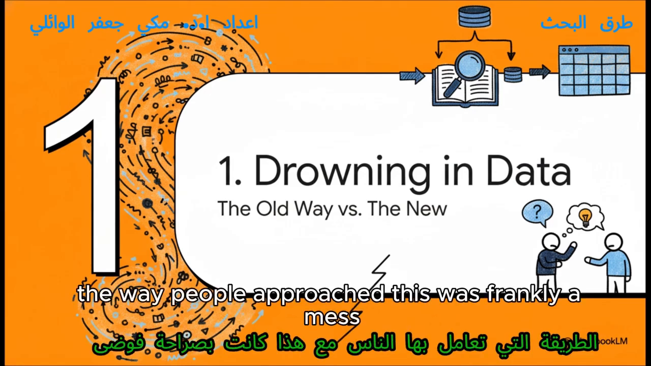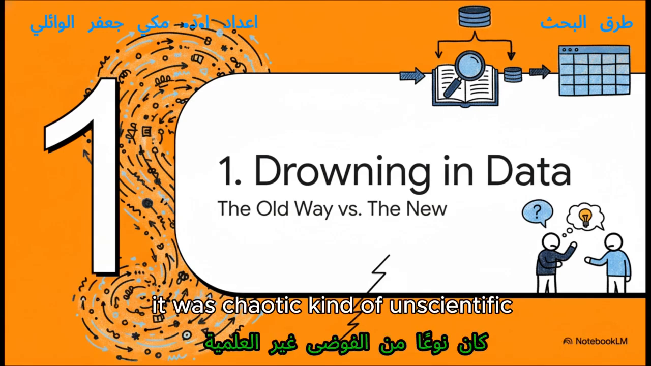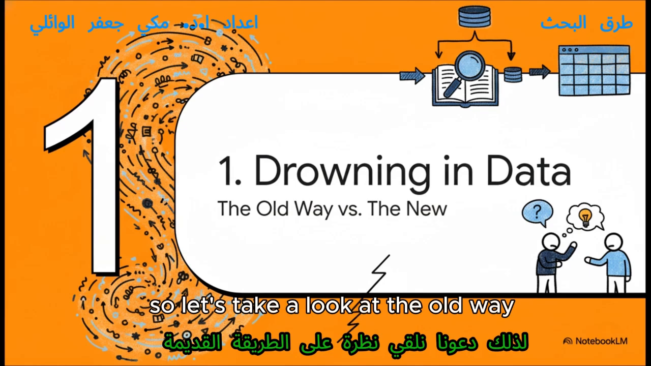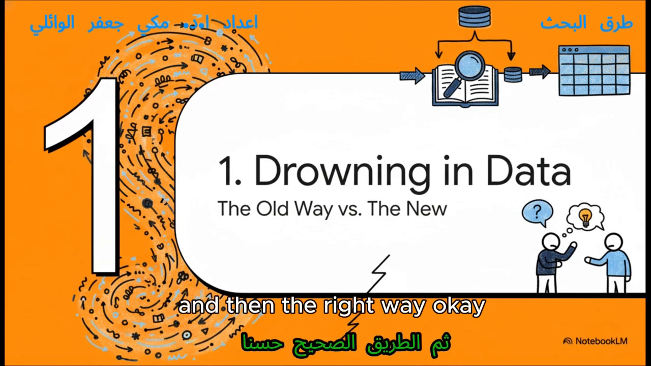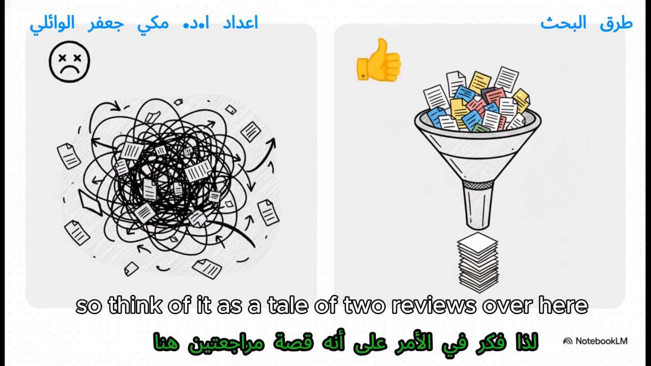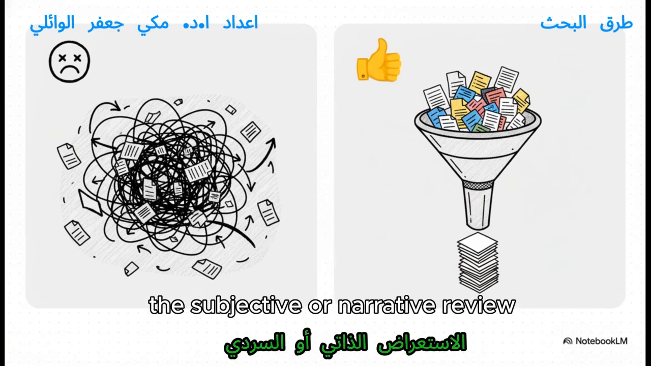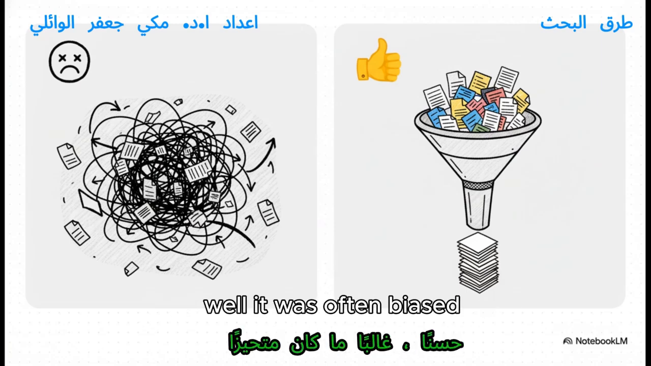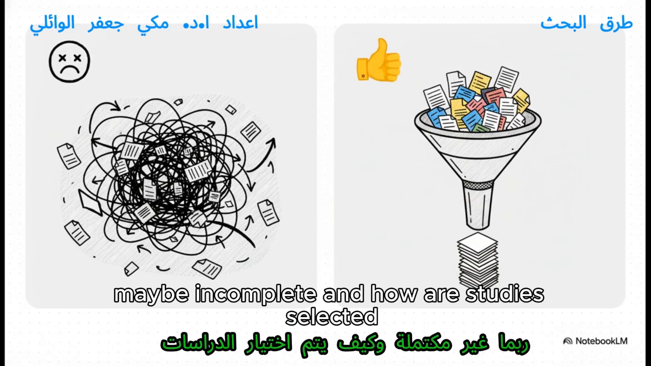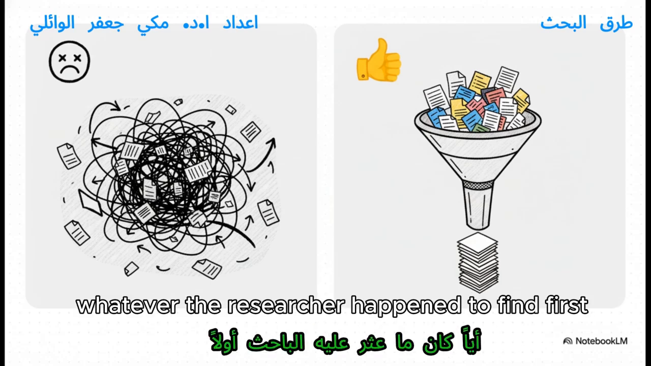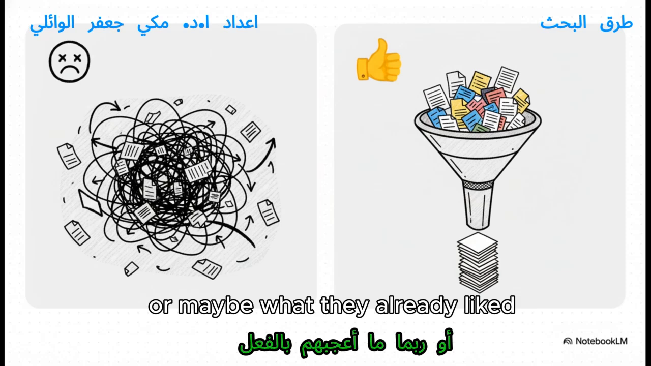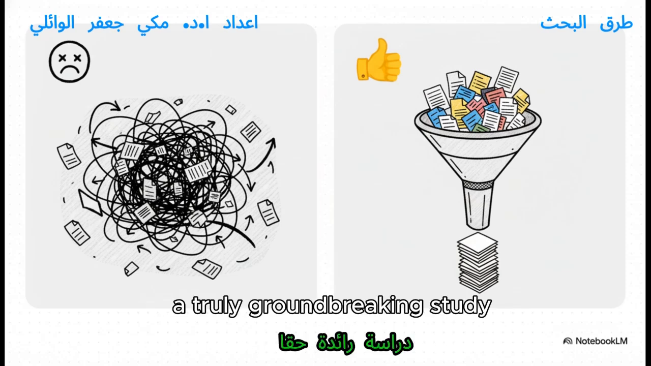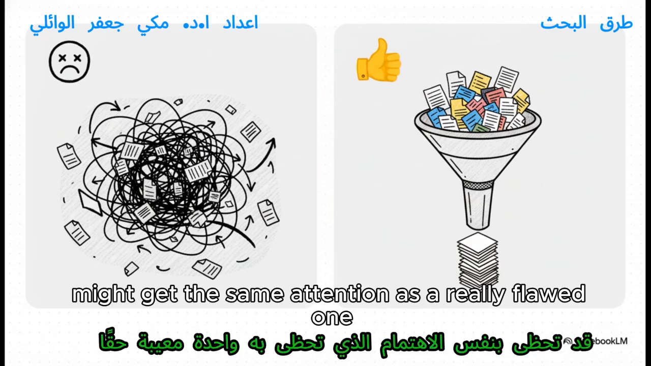For a long, long time, the way people approached this was, frankly, a mess. It was chaotic, kind of unscientific. So let's take a look at the old way, and then the right way. Okay, so think of it as a tale of two reviews. Over here on one side, you've got the old school way, the subjective or narrative review. What was the search strategy? Well, it was often biased, maybe incomplete. And how are studies selected? Pretty much based on whatever the researcher happened to find first, or maybe what they already liked. And quality? A truly groundbreaking study might get the same attention as a really flawed one.